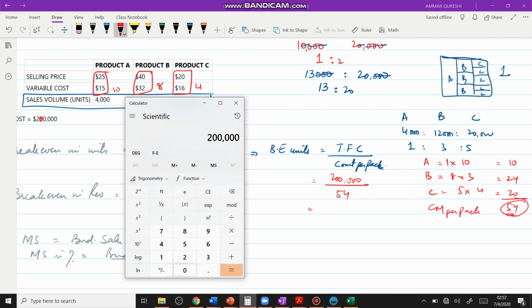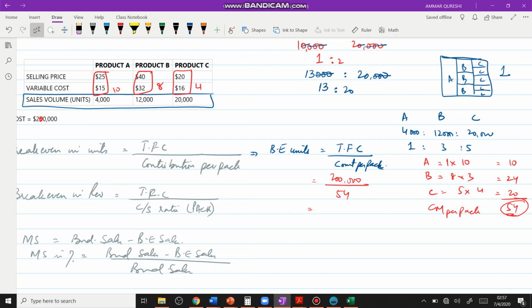200,000 divided by 54 is 3703, right? You have to sell 3703 packs, right? So what is in the denominator? The denominator is contribution per pack, so the answer is in terms of packets. Now, what do you mean by this break-even point?